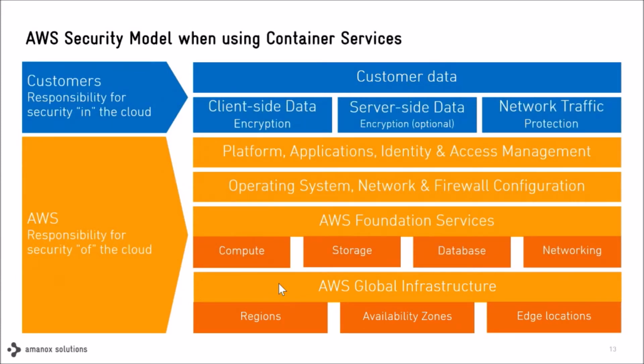Taking a look at some examples, starting with container services. For AWS container services, AWS manages the underlying infrastructure and foundation services, the operating system, and the application platform. For example, Amazon RDS for Oracle is a managed database service with which AWS manages all the layers of the container, including the Oracle database platform.